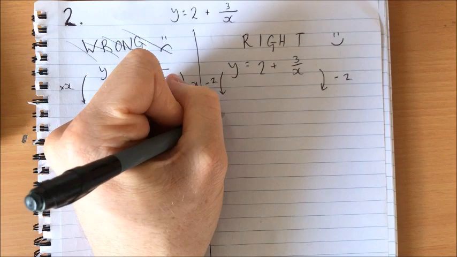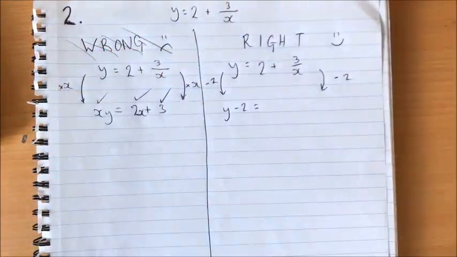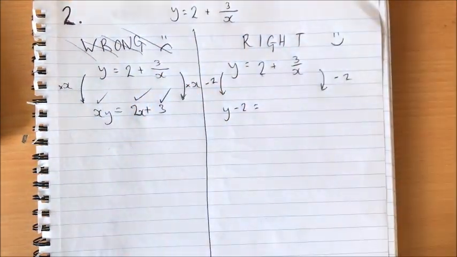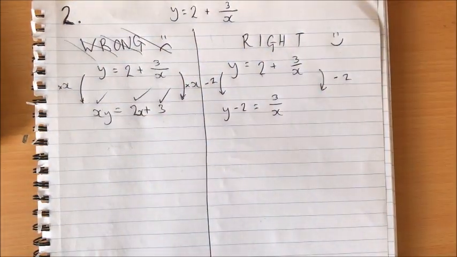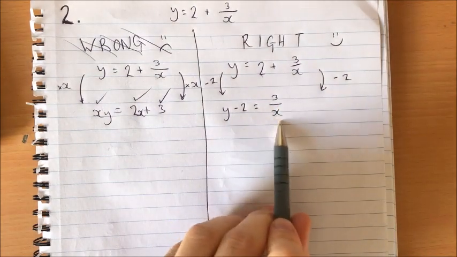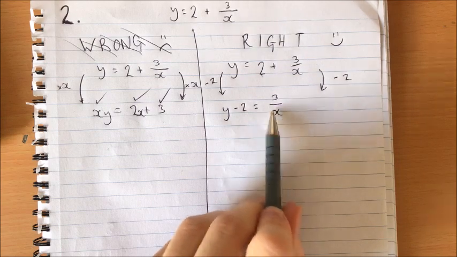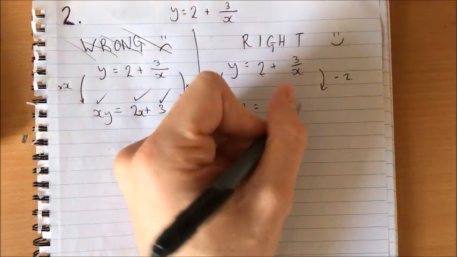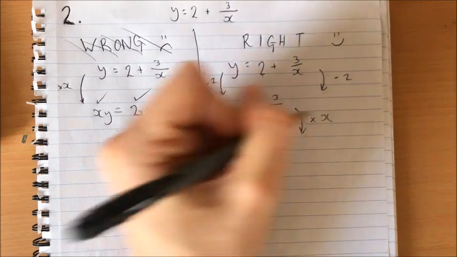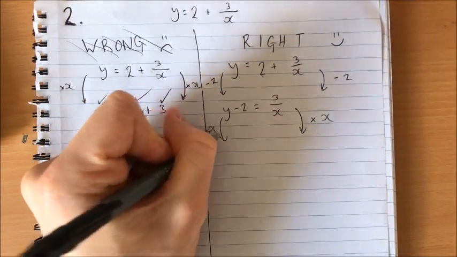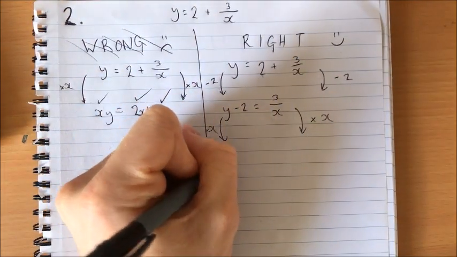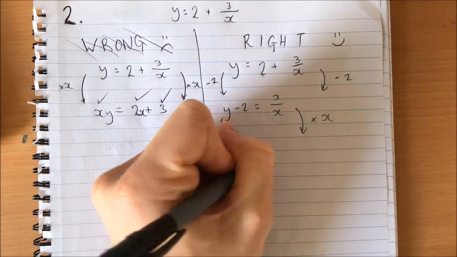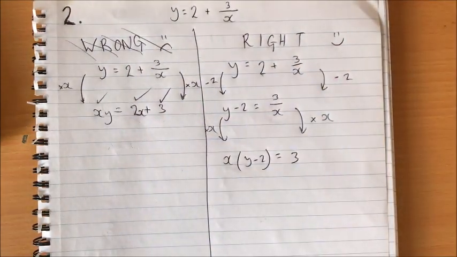My left hand side will be y minus 2. And my right hand side, well, I've gotten rid of this 2, so I'm just left with 3 over x. At this stage, I'm going to multiply both sides by x to eliminate this divided by x, because that's what I need on its own. But at the moment, it's the denominator of some fraction. So let's multiply both sides by x and see what happens. Because I'm multiplying the whole of the left hand side by x, I'm going to stick it outside some brackets. So it's x lots of y minus 2 equals 3.